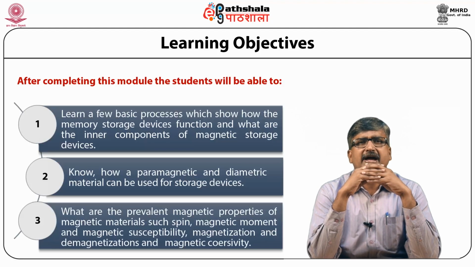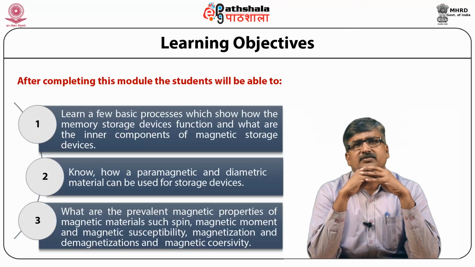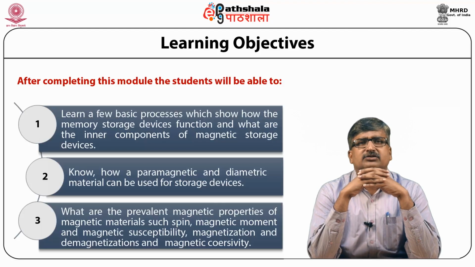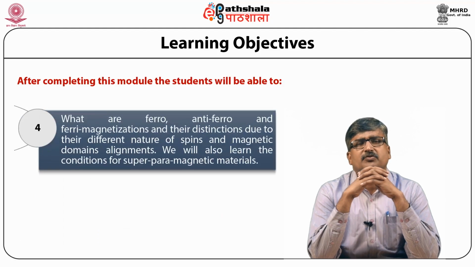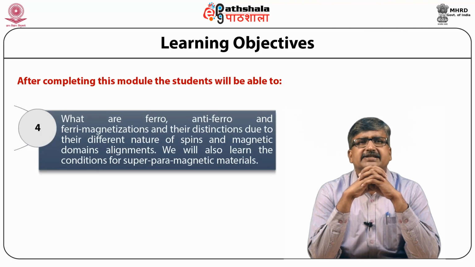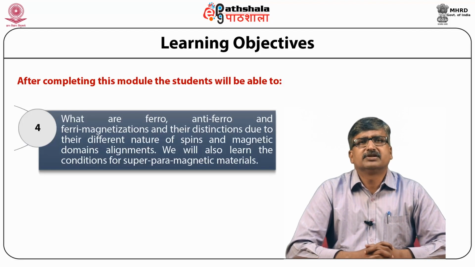What are the prevalent magnetic properties of magnetic material, such as spin, magnetic moment, magnetic susceptibility, magnetization and demagnetization, and magnetic coercivity. What are ferro, anti-ferro, and ferrimagnetizations and their distinction due to their different nature of spin and magnetic domains alignment. We will also learn the condition for superparamagnetic material.